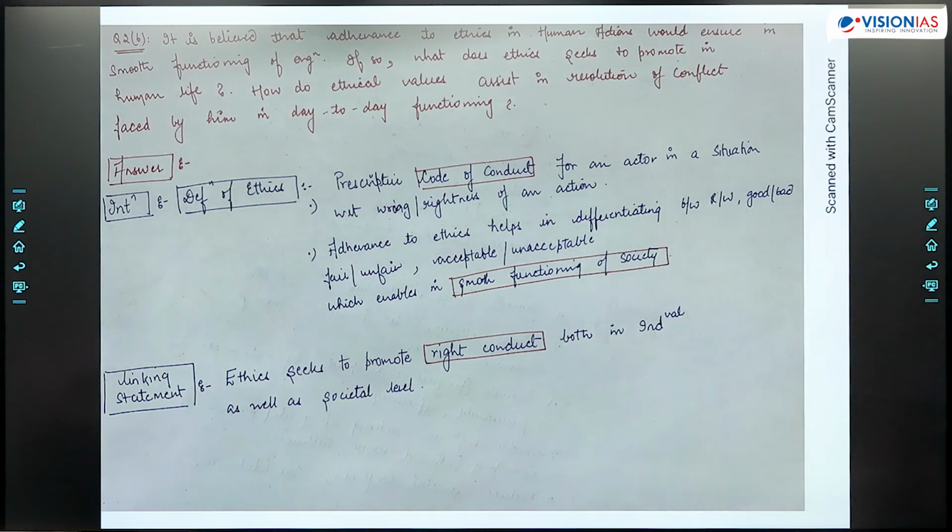It is believed that adherence to ethics in human action would ensure smooth functioning of any organization. If so, what does ethics seek to promote in human life? How do ethical values assist in resolution of conflict faced by him in day-to-day functioning?